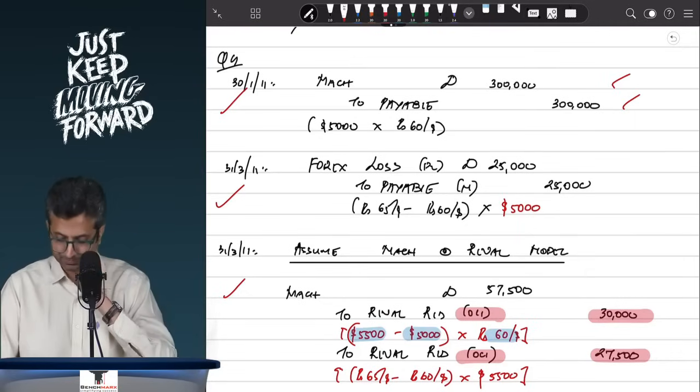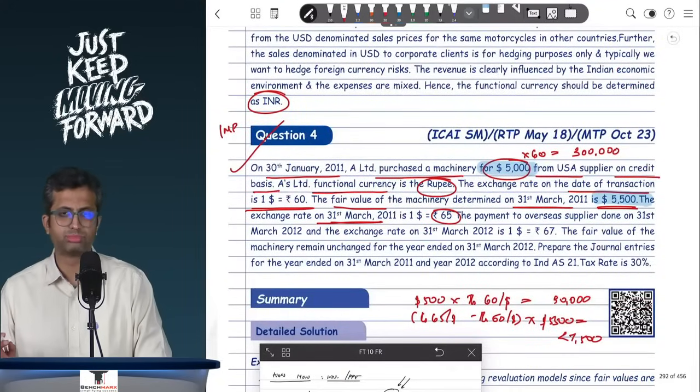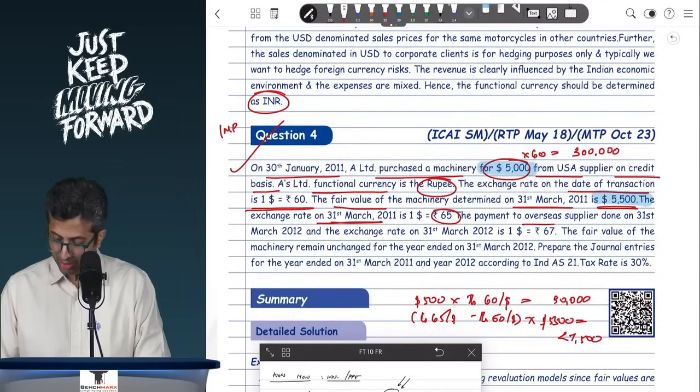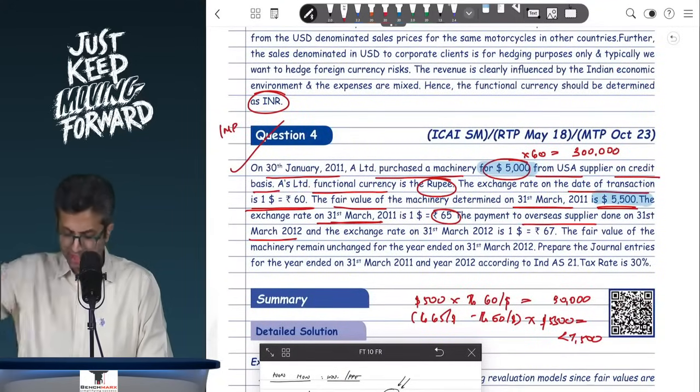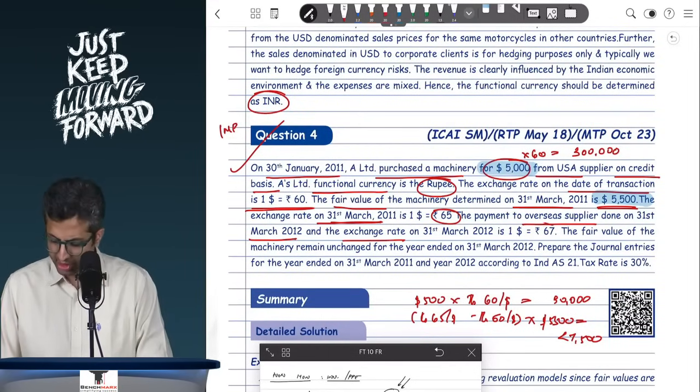And that's about it. Okay. So this is regarding the year 10-11. The payment to overseas supplier was done on 31st March 12. That is a year later. Not in 11, in 12. When the exchange rate was rupees 67 per dollar.